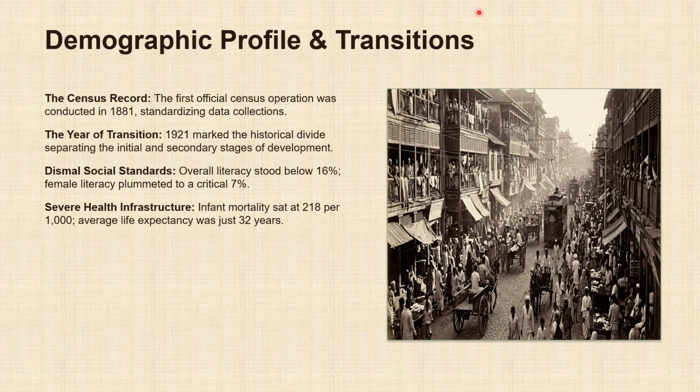When we evaluate the demographic indicators, the human cost of economic stagnation becomes even worse. Following the transition year of 1921, urbanization and population density rose without corresponding investment in public sanitation or healthcare. Water and airborne diseases were rampant. An infant mortality rate of 218 per thousand was clear evidence. It basically means more than one fifth of all children did not survive infancy. And average life expectancy was a mere 32 years, highlighting the deep poverty of the era.